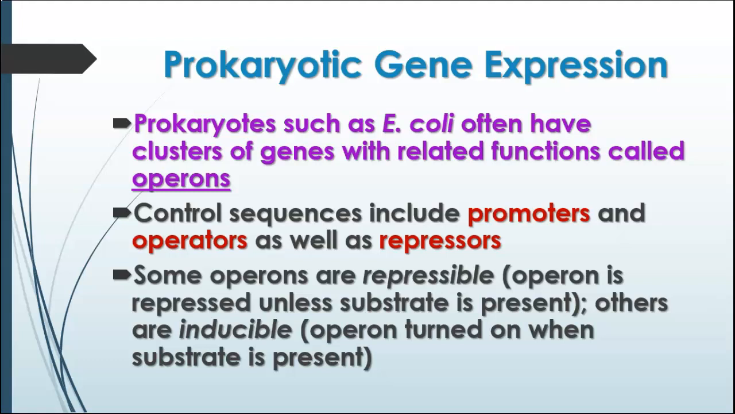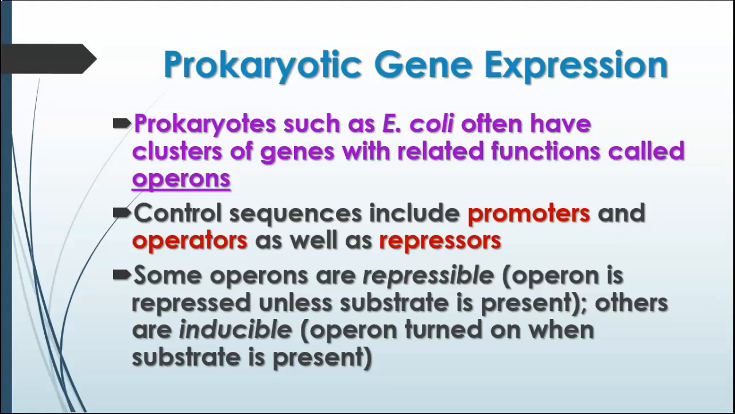Each one of these operons has control sequences that are part of the operon, and these include promoters and operators, as well as repressors. So the promoter is basically signaling this is the beginning of this. The promoter is where the RNA polymerase is going to attach. The operator is where the switch is located to turn things on or off. And a repressor protein is one that's going to stop the function of the gene.